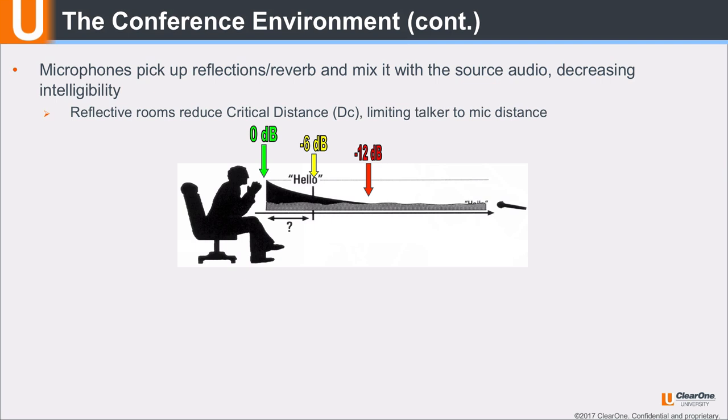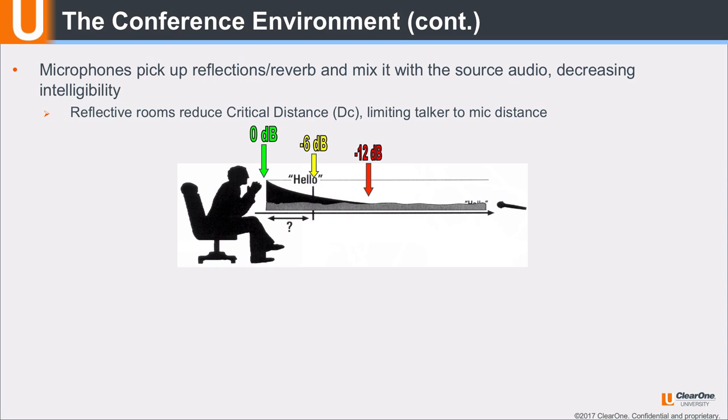Mics pick up reflections and reverb and mix it with the source audio, decreasing intelligibility. In reflective rooms, mics have to be closer to the talker to maintain good intelligibility than they do in a less reflective room. This distance is defined by critical distance. Each time the distance from the mic doubles, the sound pressure level drops 6 dB or 50%, but the reverb and noise level remain constant.